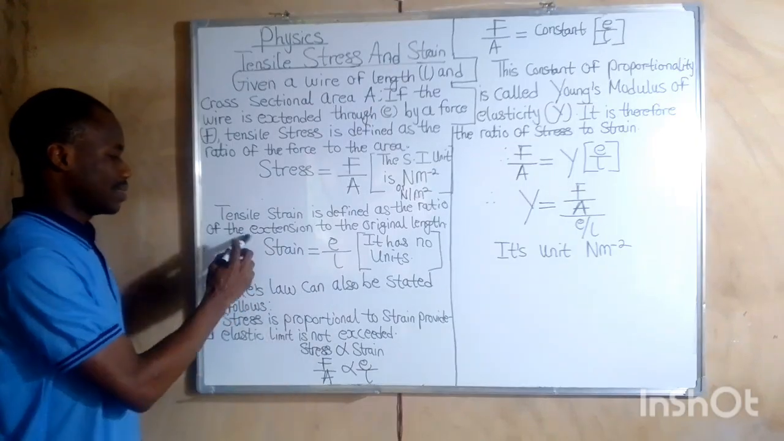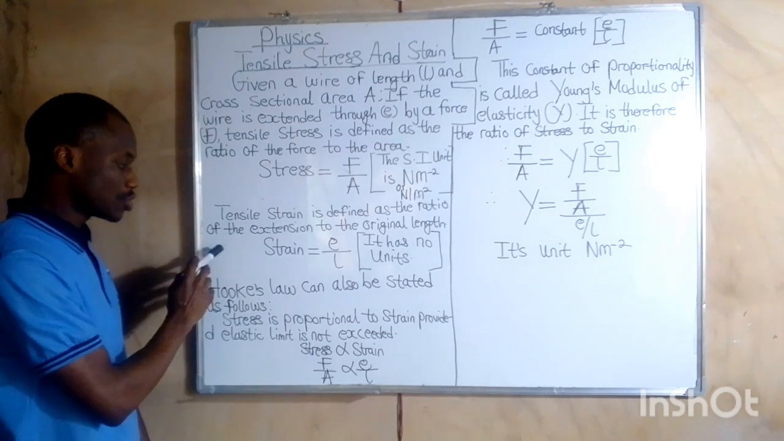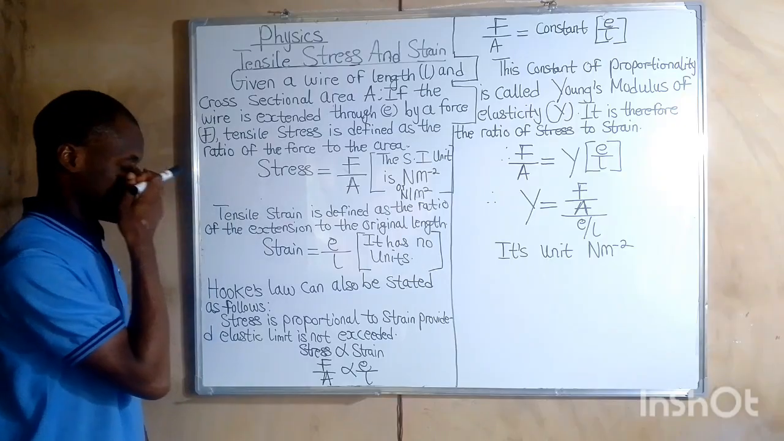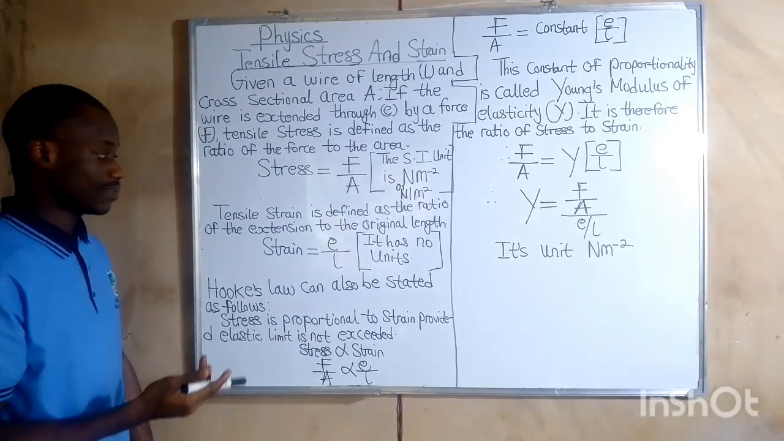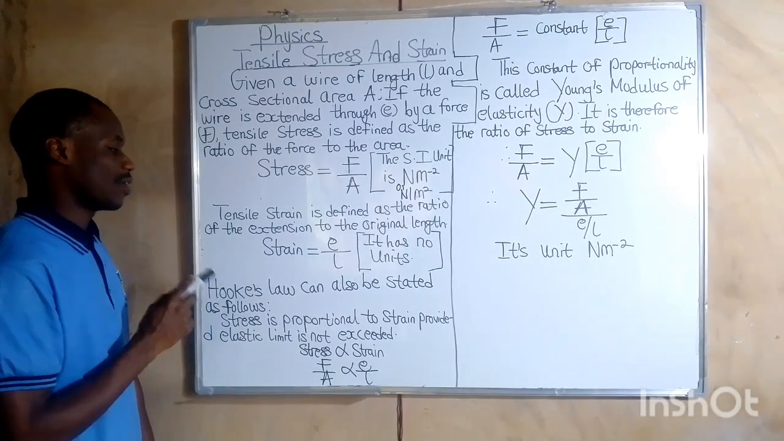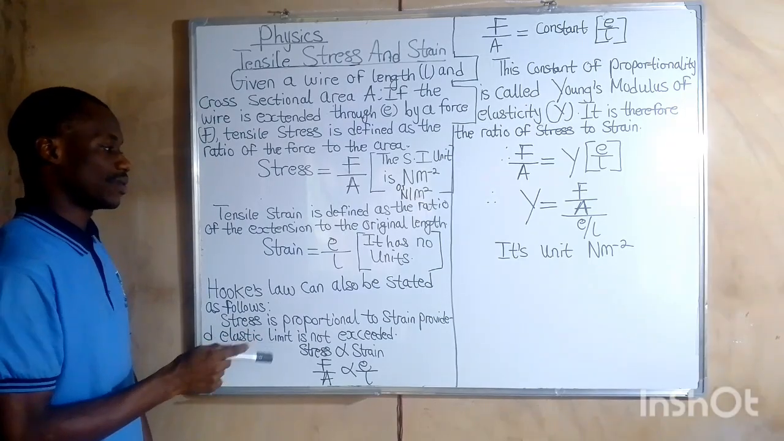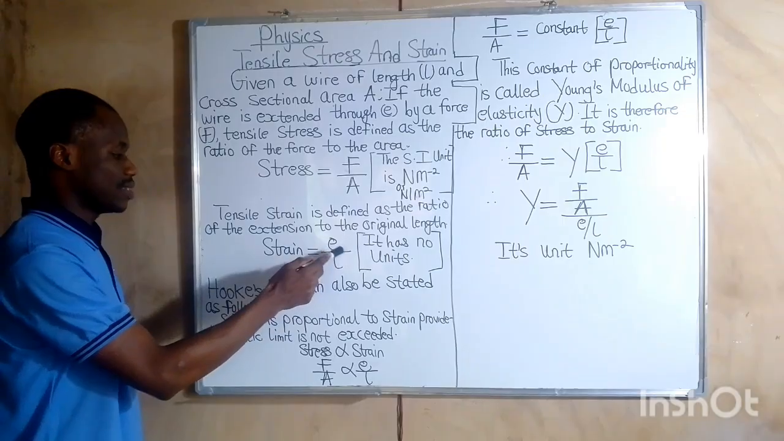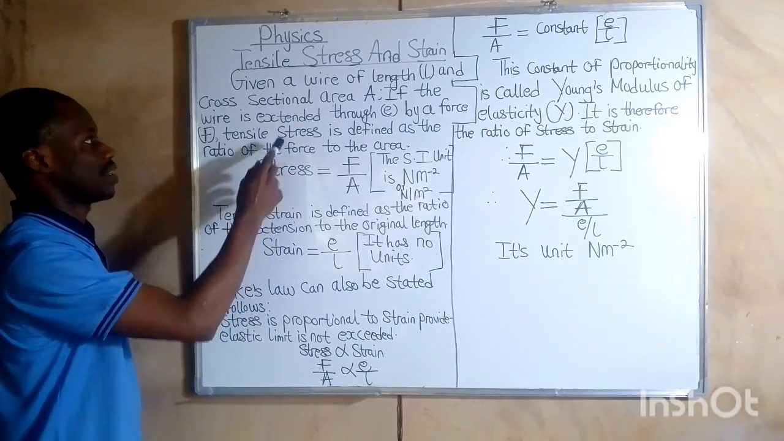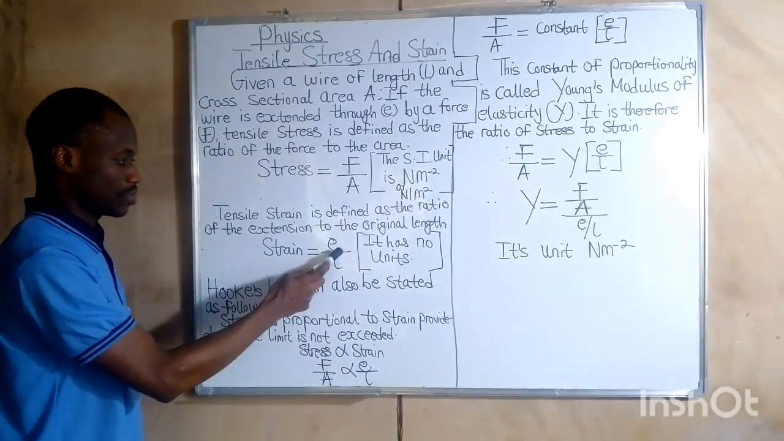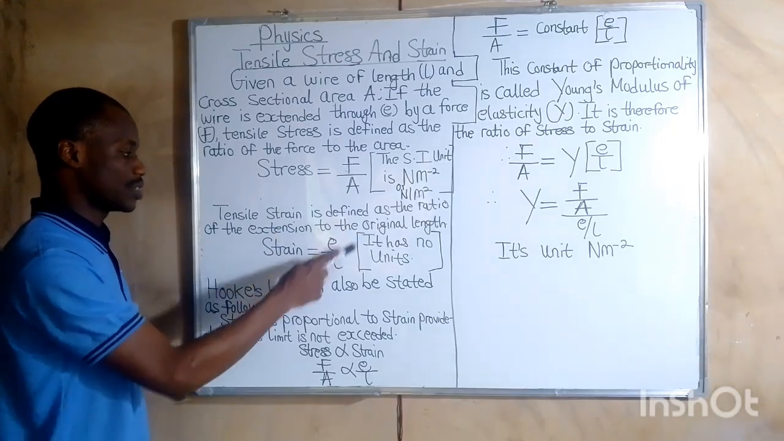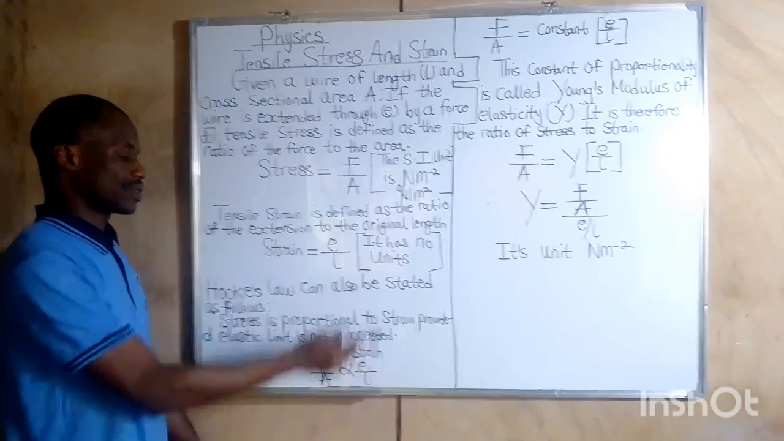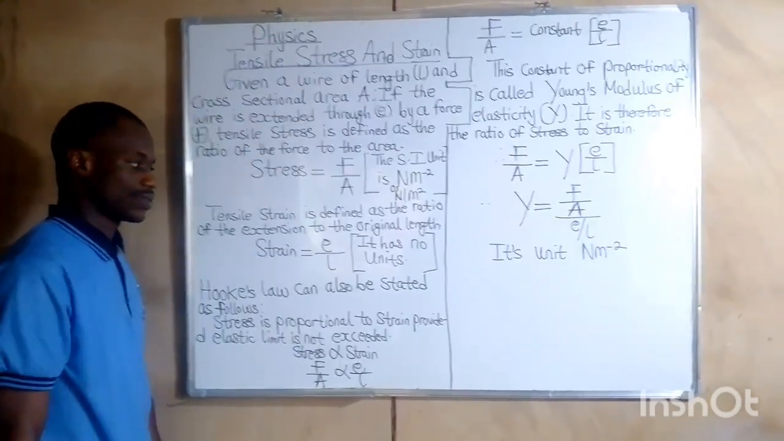Following that, they say tensile strain, because it is two, stress and strain. Tensile strain is defined as the ratio of the extension to the original length. The tensile strain is E over L. Remember I said E stands for the extension. So it's the extension to the original length. This has no SI unit.